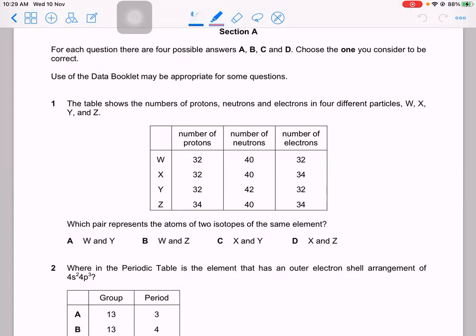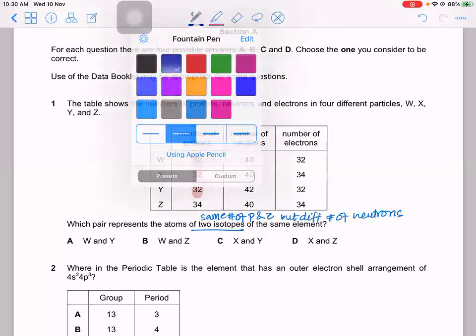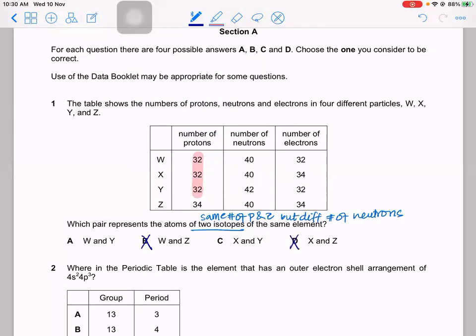Now, what are isotopes? Isotopes have the same number of protons and electrons, but different number of neutrons. So they've given us the protons, electrons, and neutrons. Let's see. Same number of protons are in these 3, so I mean W, X, Y. Wherever you have Z, that can't be the answer. Yes. So let's see. B can't be the answer. D can't be the answer because Z is not an isotope of these because it has a different proton number.